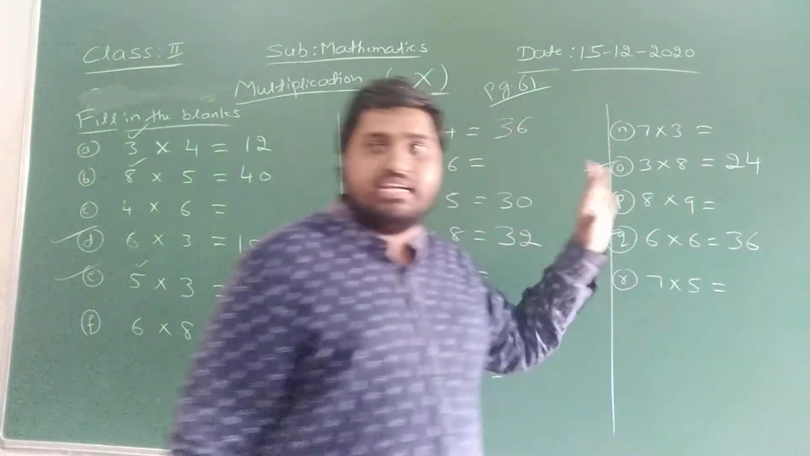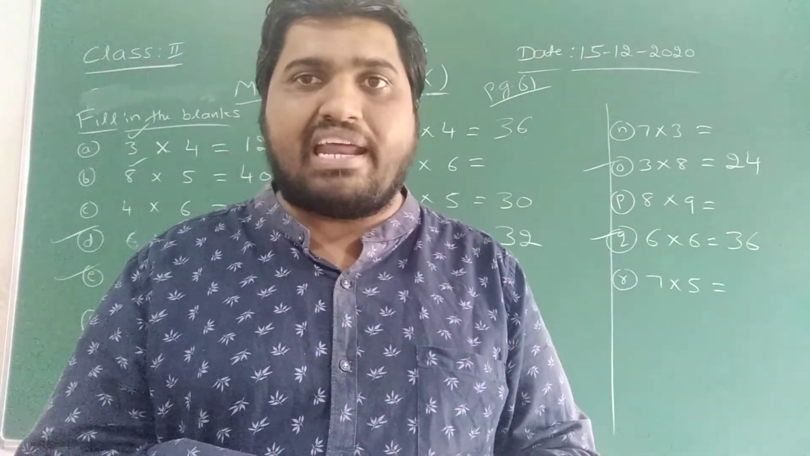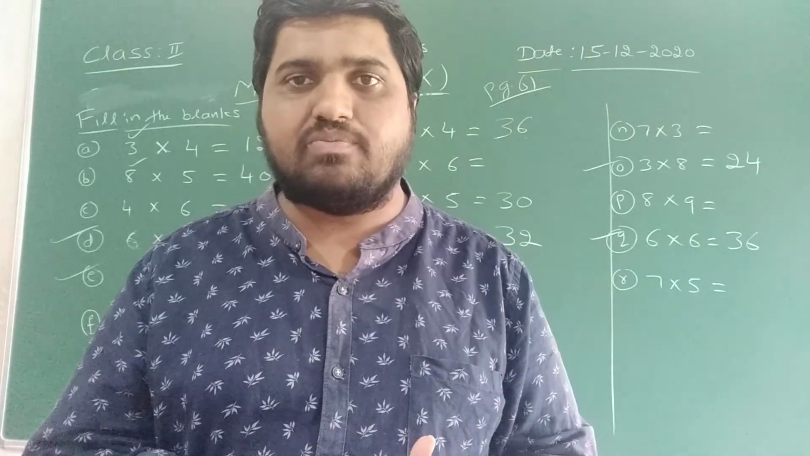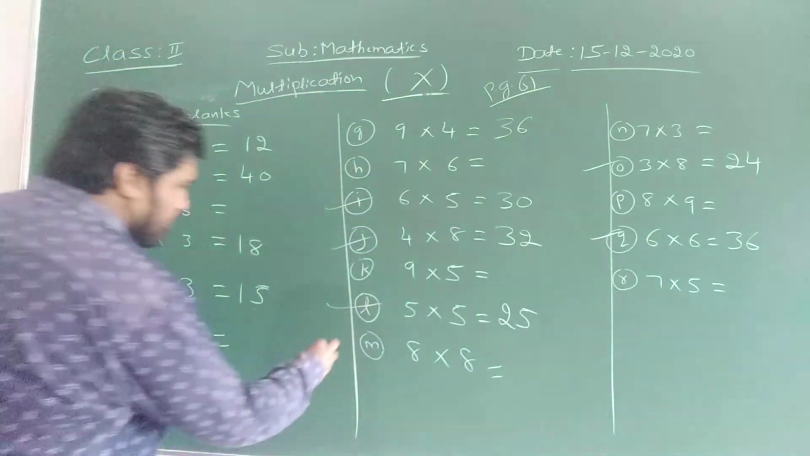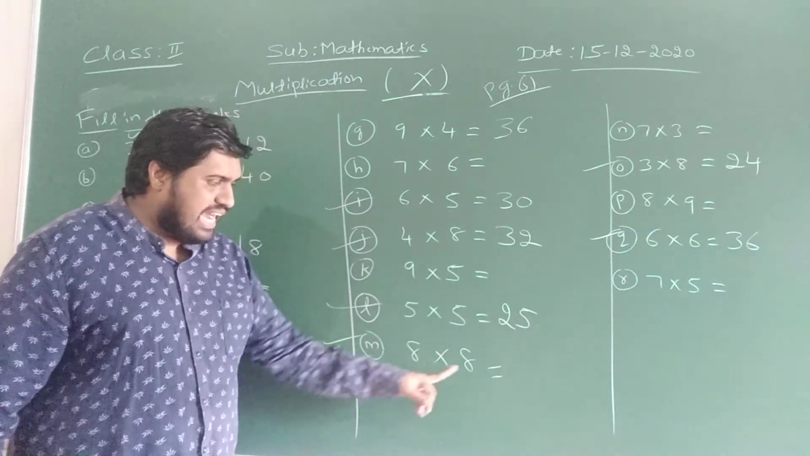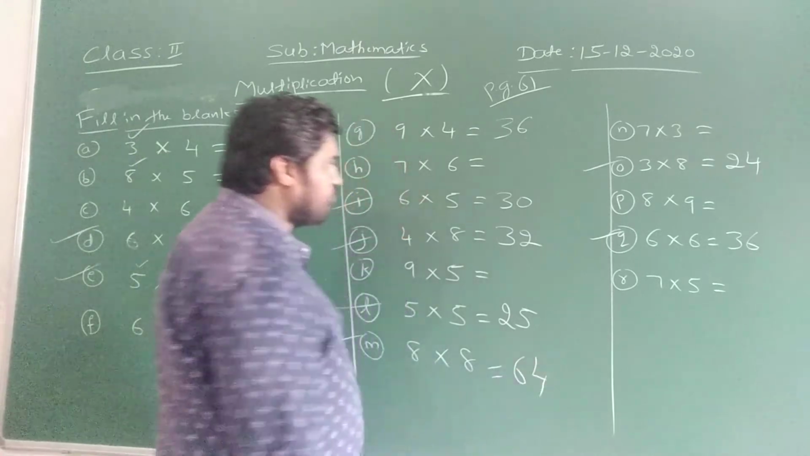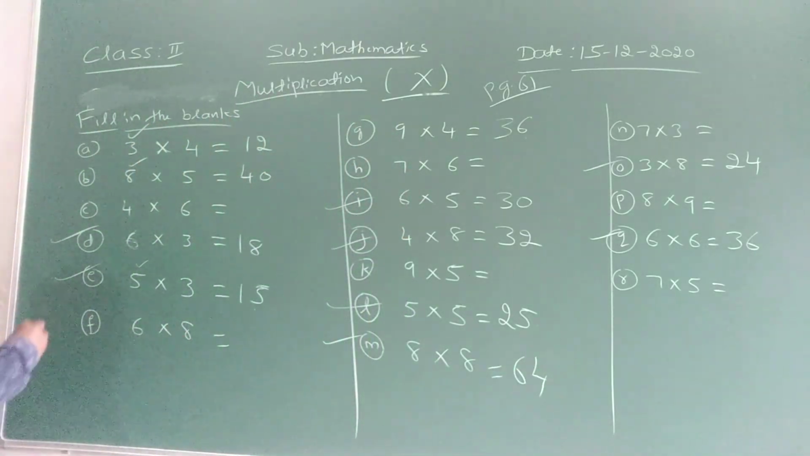Okay, you did this type of sums in tables, right? In your FA1 and FA2 question paper, I gave this type of sums, fill in the blanks. It is also the same thing. Now similarly see here, question number, 8 8s are 64.